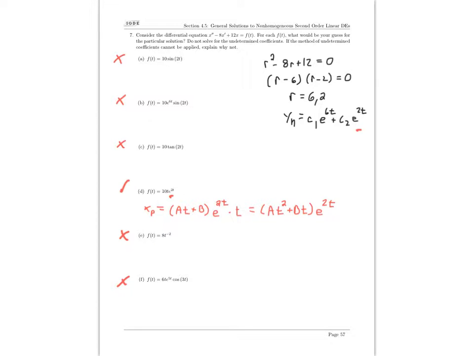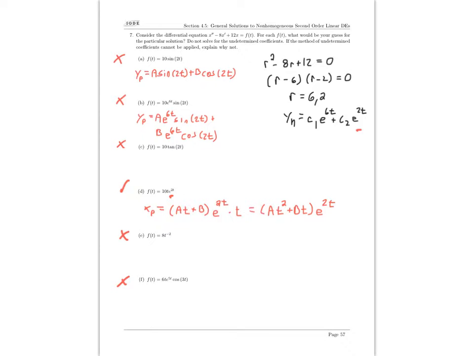And now let's backtrack up to part A. So in A, we did not have any resonance. So my guess would be some constant times the sine of 2t plus some other constant times the cosine of 2t. In B, again, no resonance here. So now my guess would be y_p is going to be some constant e to the 6t sine of 2t plus some other constant e to the 6t cosine of 2t.